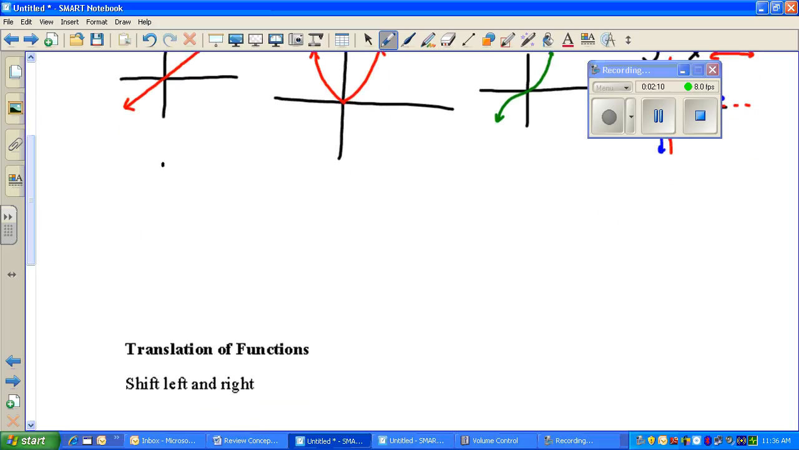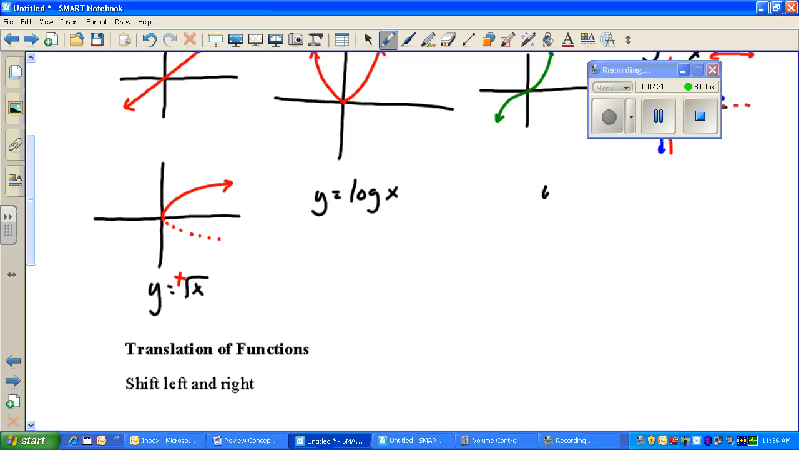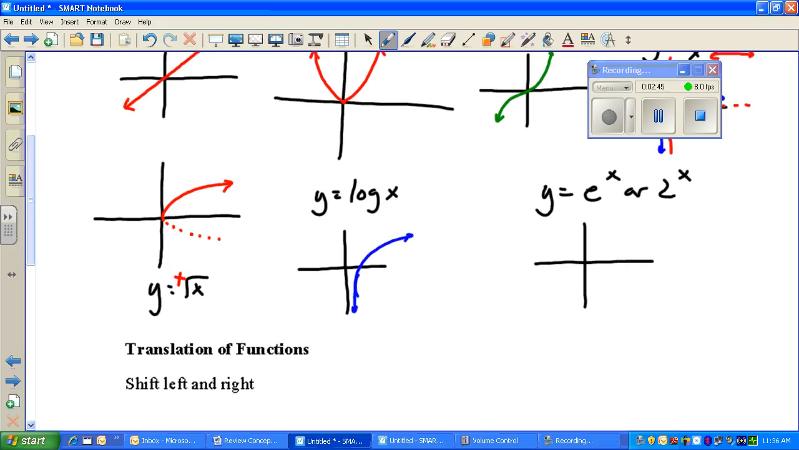A couple other parent functions we need to be familiar with is y equals the square root of x, which is just one wing. I can't have the other half of that wing because then it wouldn't be a function. I have the top wing of this parabola that's laying on its side because I have the positive square root. A couple other ones are y equals log of x and y equals e to the x or 2 to the x. Recall e is just 2.71828. A logarithmic function follows these asymptotes here, and an exponential function is that J curve, and they are inverses of each other.